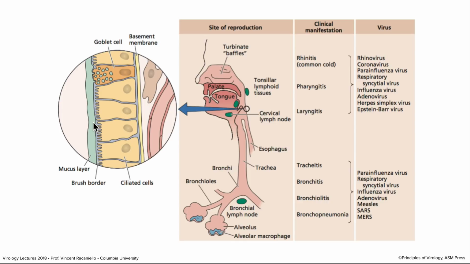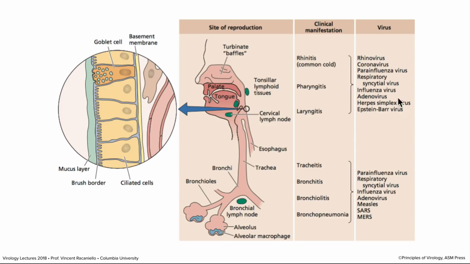The respiratory tract samples about 8 liters of air a minute. That's your resting respiration rate. And so whatever's in the air, you are sampling, including viruses. And so this is the first defense, this layer of mucus. Below it is a layer of epithelial cells, which can be sites of virus infection. And anywhere from the upper to the middle to the lower tract can be sites of virus infections.